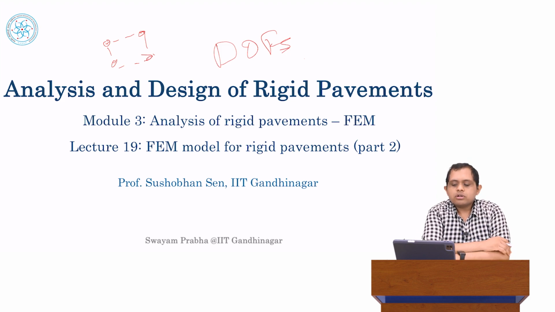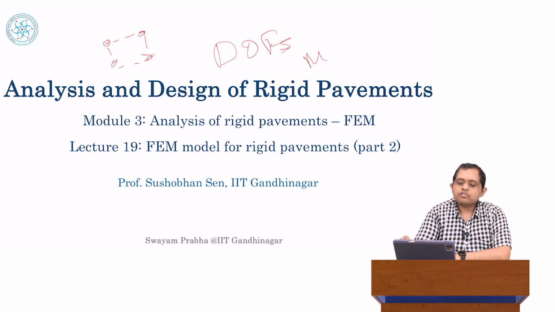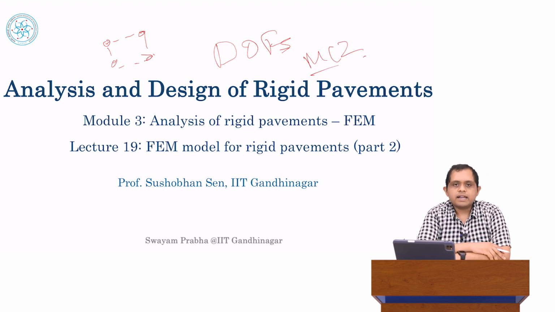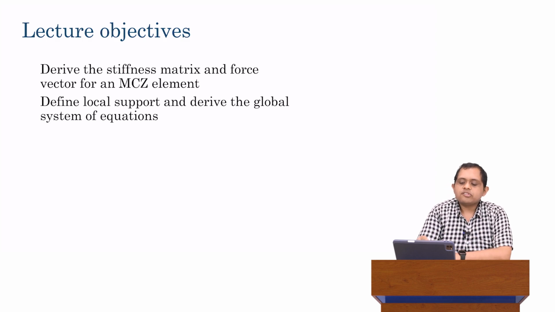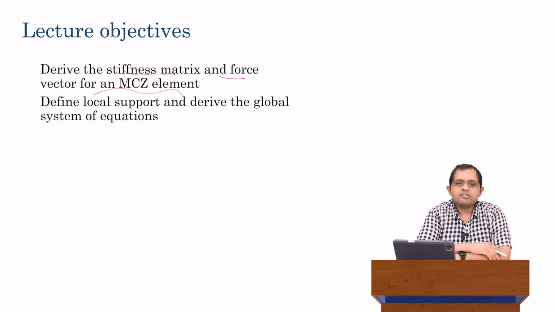Now, with all of this, in the last lecture, we started the process of developing a finite element method for plates. In that, we particularly looked at a particular formulation called the MCZ element. In today's lecture, we are going to complete that discussion. We are going to formally derive the stiffness matrix and the force vector of the MCZ element.